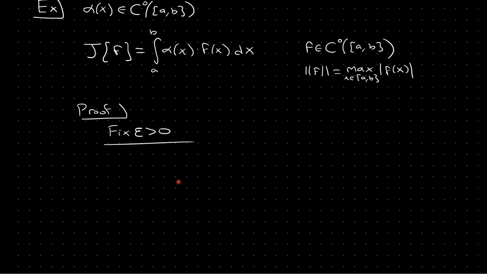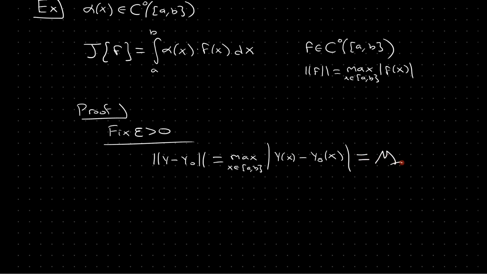And we'll note that the norm of y minus y naught is the maximum value over the interval from a to b of the absolute value of y of x minus y naught of x, just like before. Y and y naught are both continuous functions, so this maximum is well defined, and we'll call it capital M.